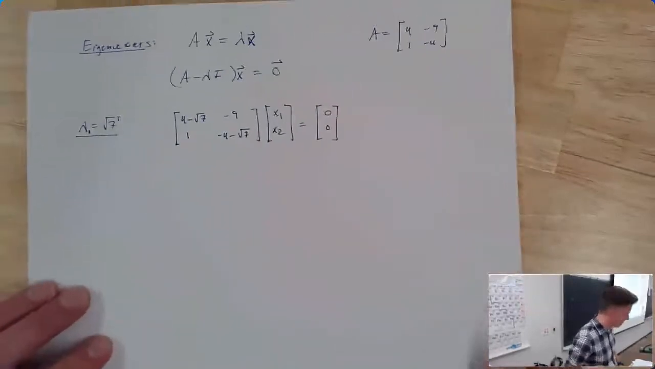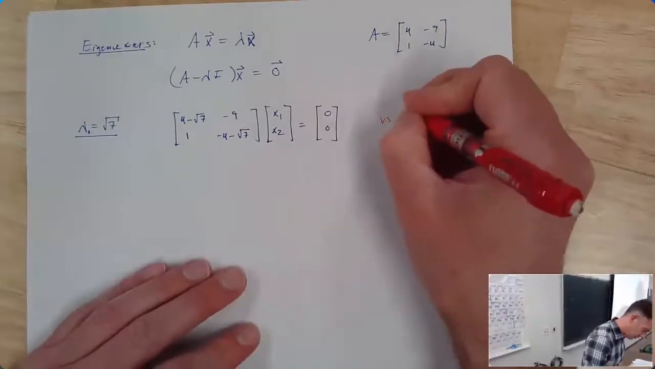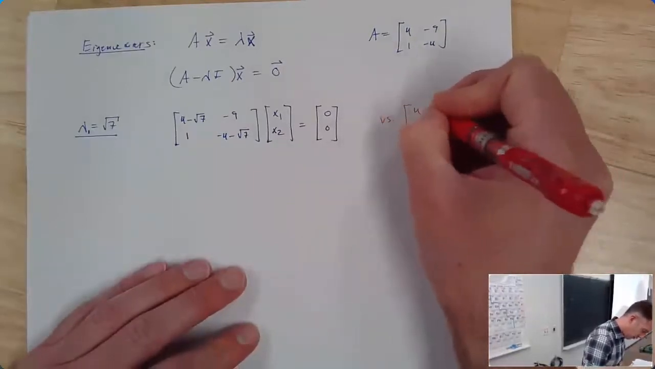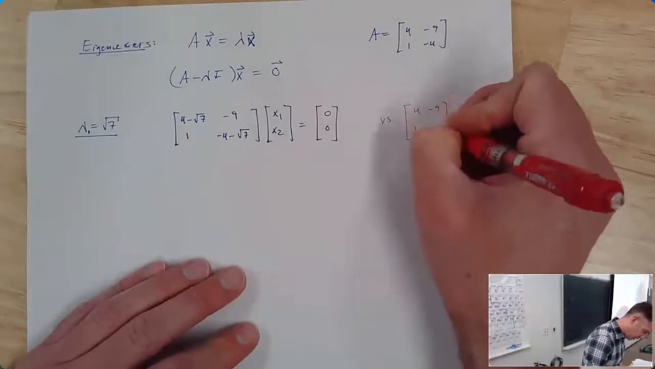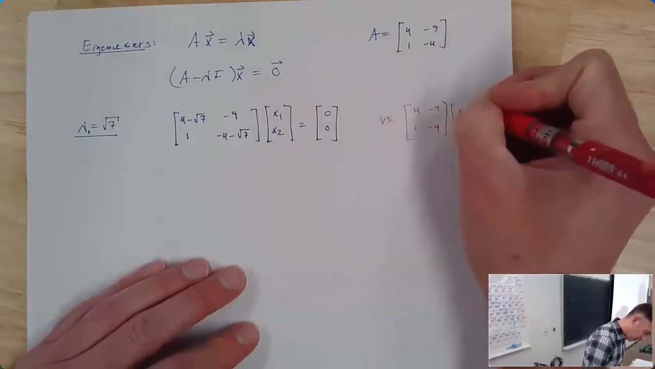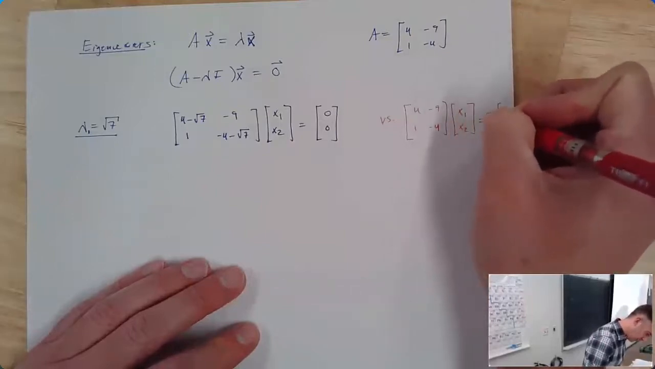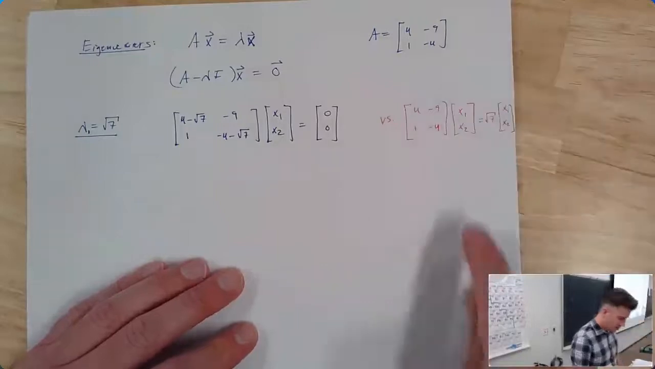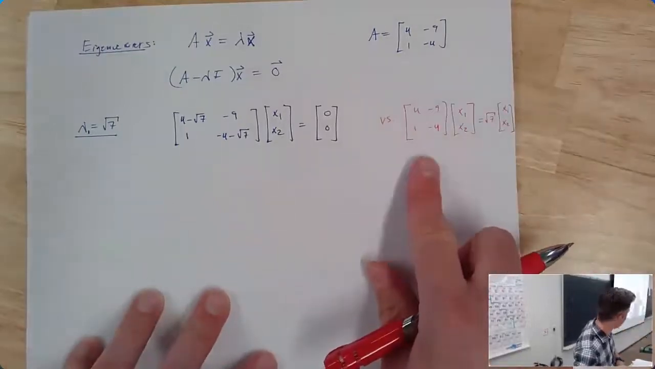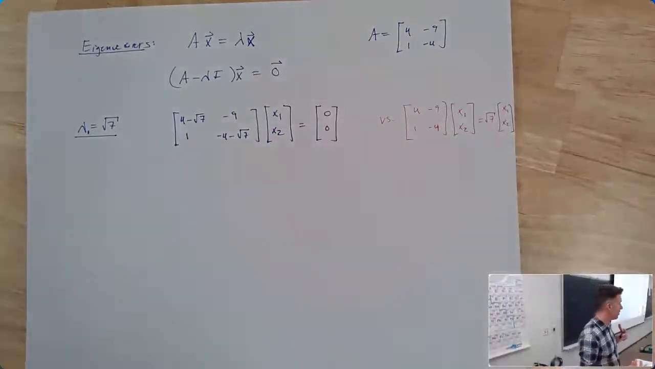You could do that, or just to point out what we usually would have done, we could have done this versus 4, -9, 1, -4 times x1, x2 equal to the square root of 7 times x1, x2. Solving this is just a little bit less nice. You're going to get 4x1 minus 9x2 equals the square root of 7x1. It's not super terrible here.